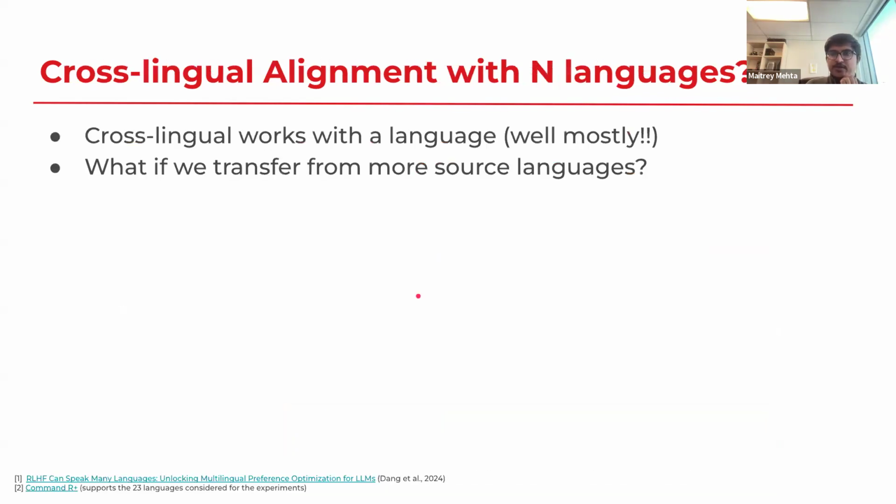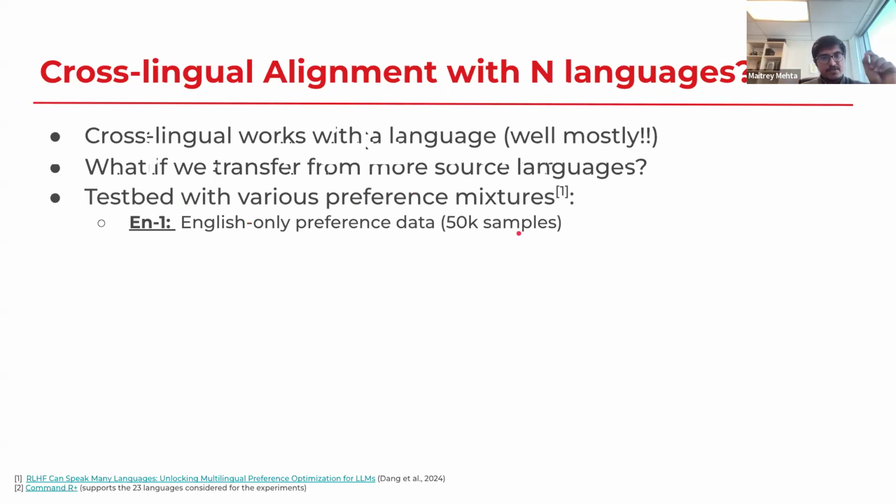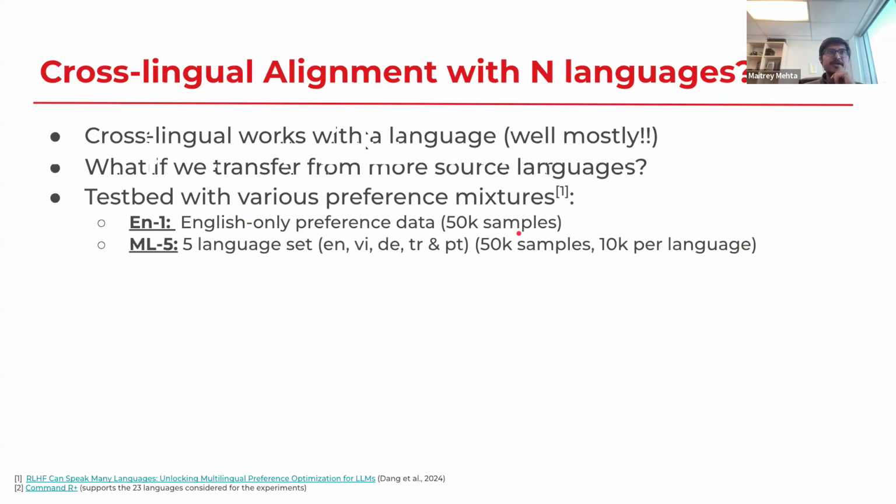So the other question that you might ask me is, what if I use preference data in multiple languages all at once to train my reward model, and then use that reward model to align the IFT model? It turns out that someone very recently did this. What they did was they used different preference tuning mixtures. First they used English-only preference data, which had 50,000 English preference pairs, right?